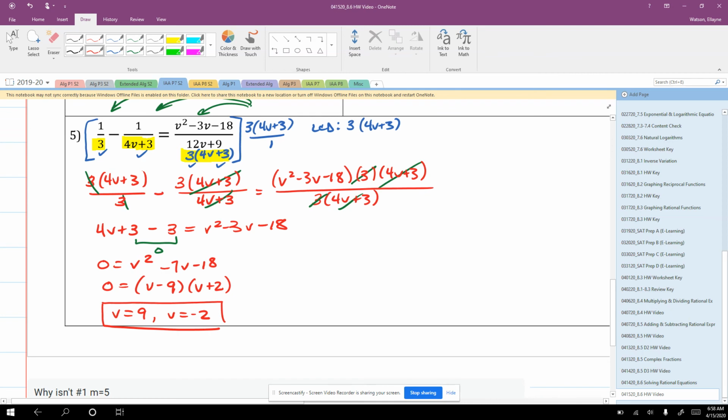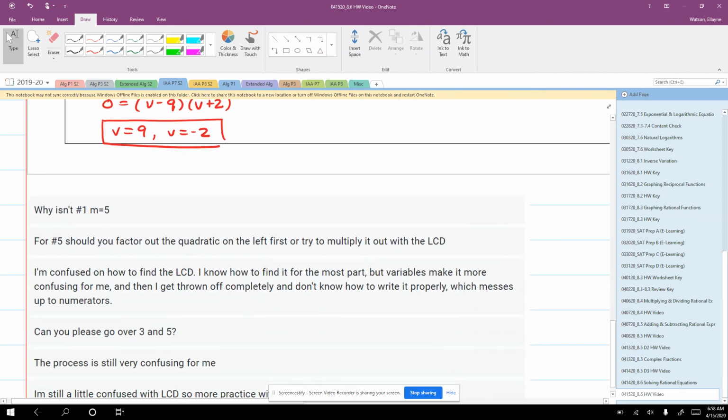Okay. All right, these questions, let's say, why is it number 1, m equals 5? So I'm going to post the key to this one so you can see that.